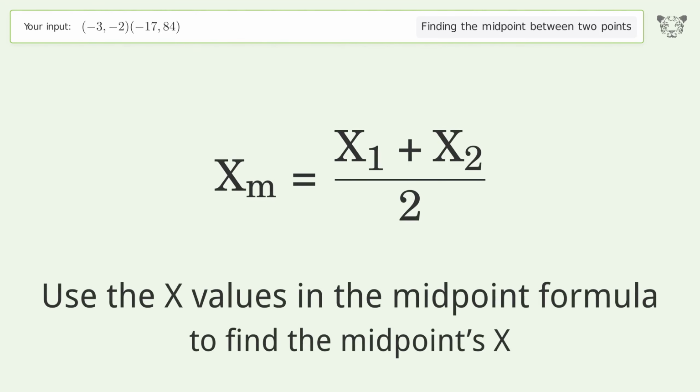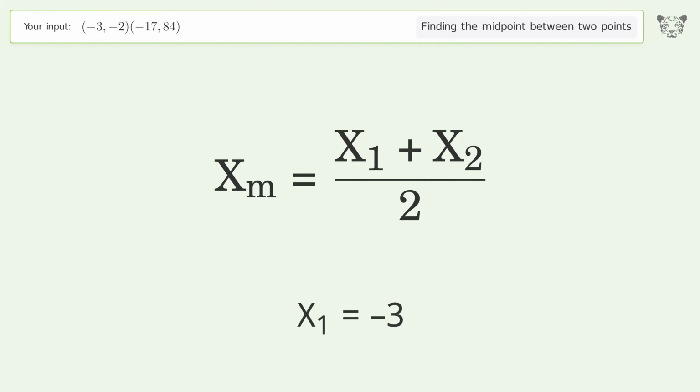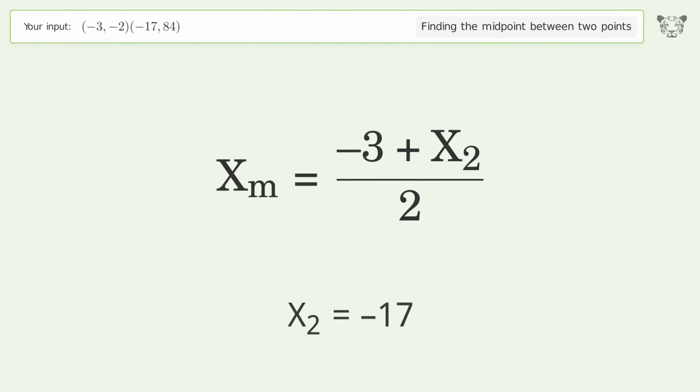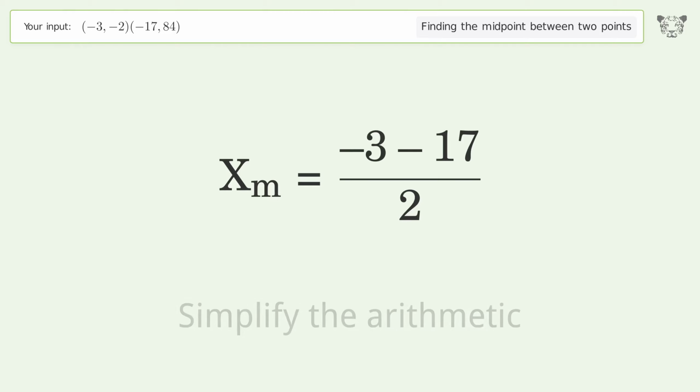Use the x values in the midpoint formula to find the midpoint's x. x1 equals -3. x2 equals -17. Simplify the arithmetic.